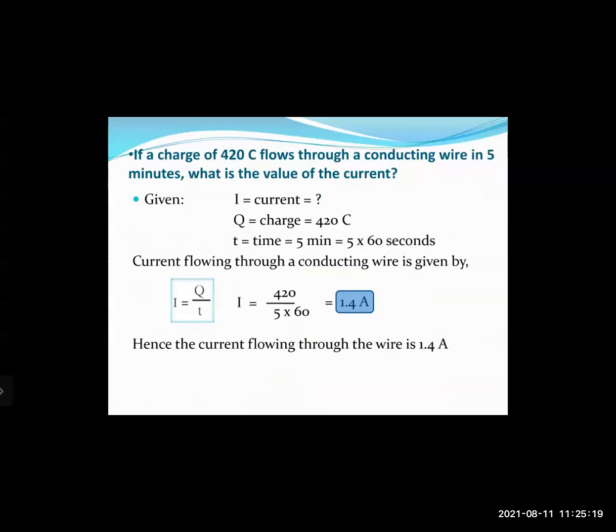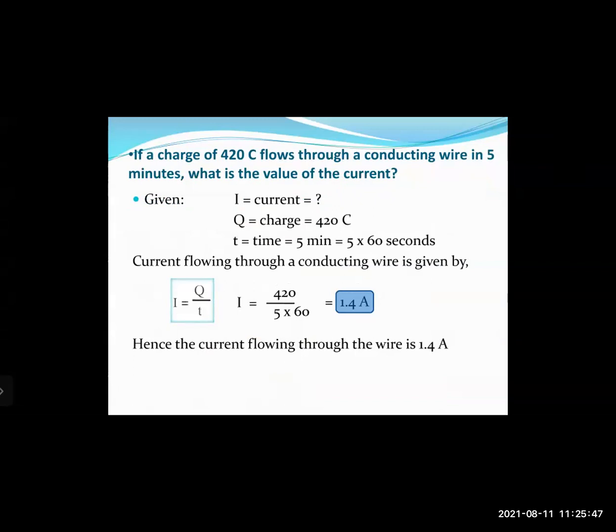क्या लिखा है? If a charge of 420 coulombs flows through a conducting wire in 5 minutes, what is the value of the current? Now they have given to calculate the value of I. So I is equal to current, a question mark we have to calculate, right? The value of charge in coulombs, they have given 420 coulombs. Given mein likha Q equal to charge, that is 420 coulombs. And time they have given as 5 minutes. We will convert it into seconds. So 5 into 60 seconds, that is 300.